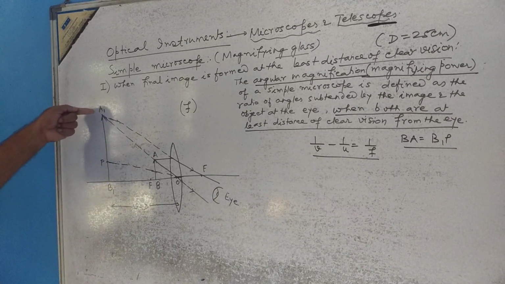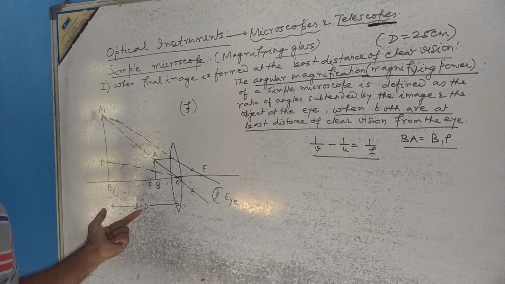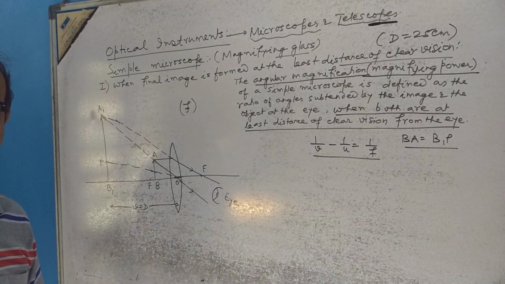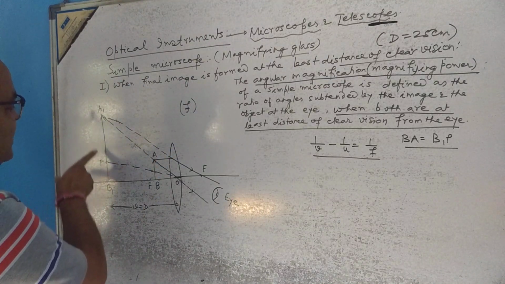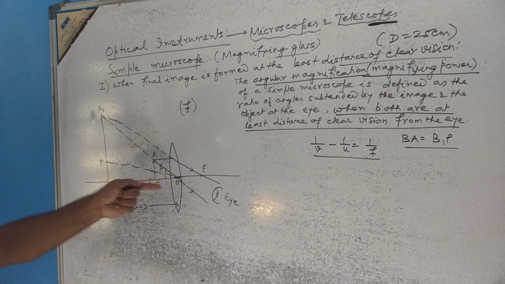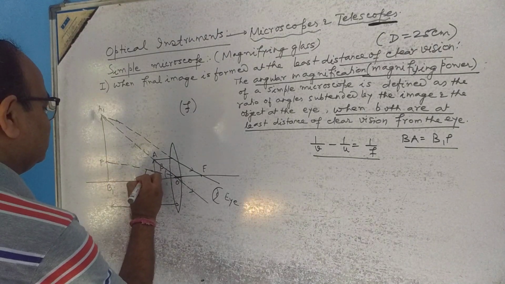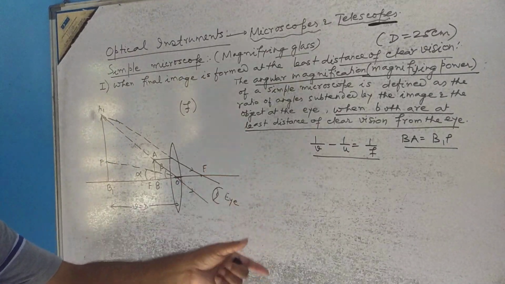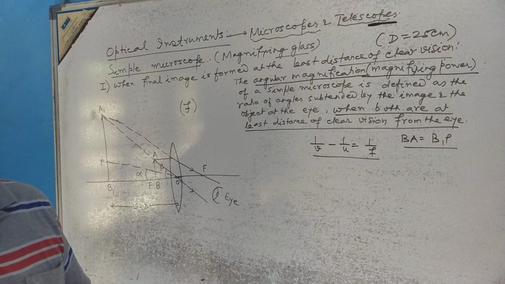Now see, the image is also at least distance of clear vision. The object is also at the least distance of clear vision. I have shifted its position here just by cutting an intercept. Now let us see the angle subtended by the image. Let us say it is beta. I am talking about the angle A1OB1, and this other one, POB1, is alpha, the angle subtended by the object. It is said at the eye, but since the eye is very close to the optical center, the same will be taken at the optical center also.